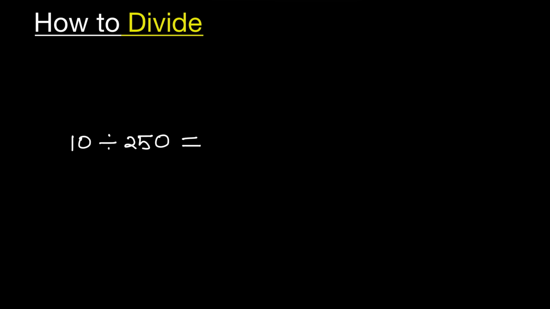In this video, let us learn how to divide the number 10 by 250 using the long division method. Now see that 10 is less than 250. That is why we will borrow one zero, and for that we need to put a decimal here. And before this decimal, we will put a 0 here.